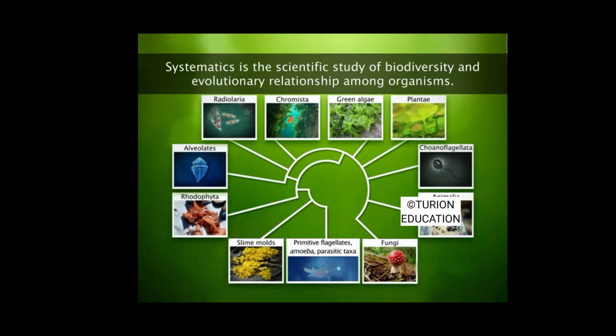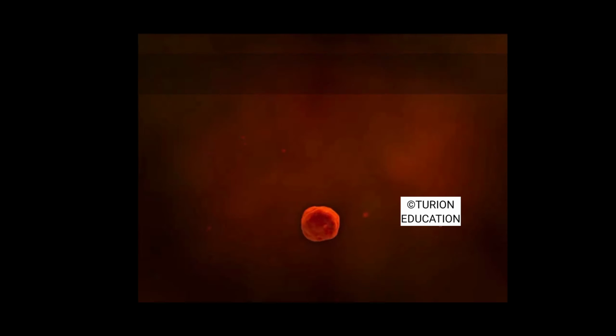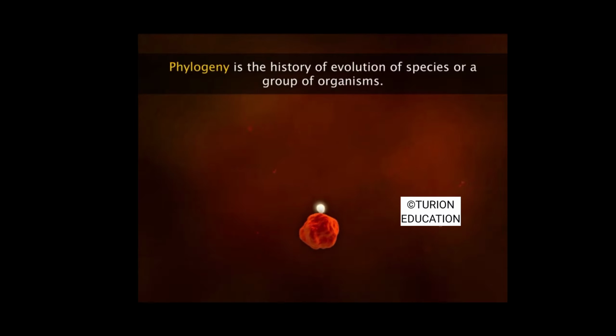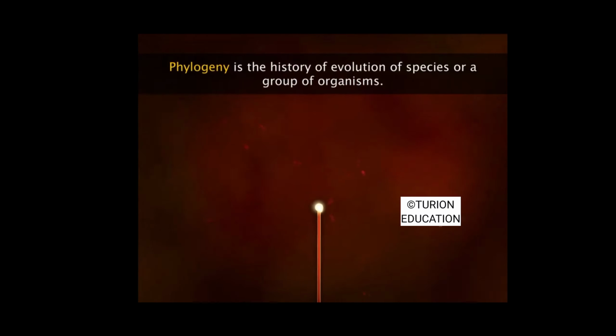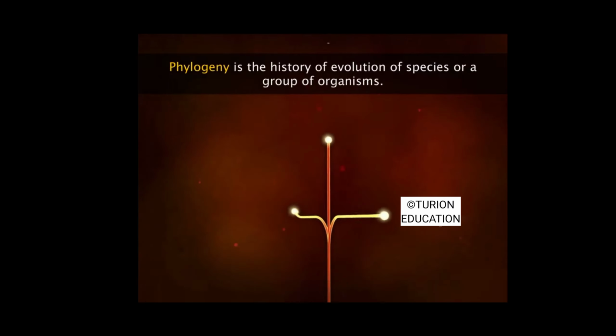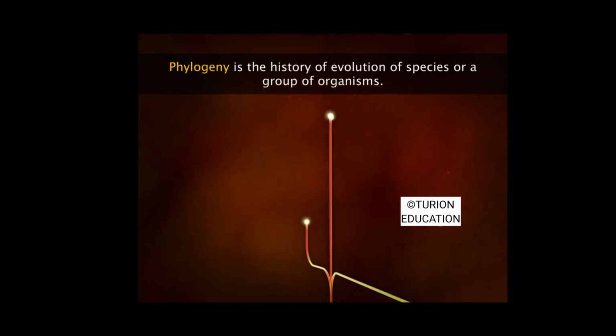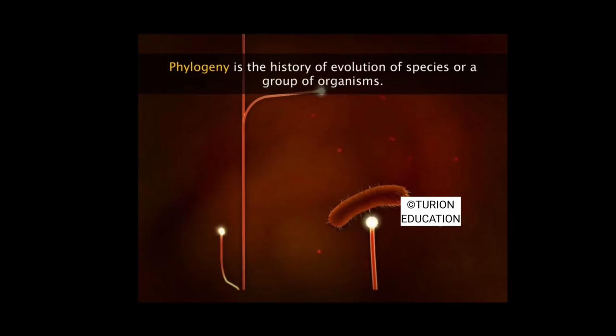The scientific study and description of the variation in living organisms and the relationships that exist between them is called systematics. Phylogeny involves the study of the evolutionary history of organisms. A fundamental assumption of phylogeny is that all life forms existing on Earth today have evolved from a common ancestor.